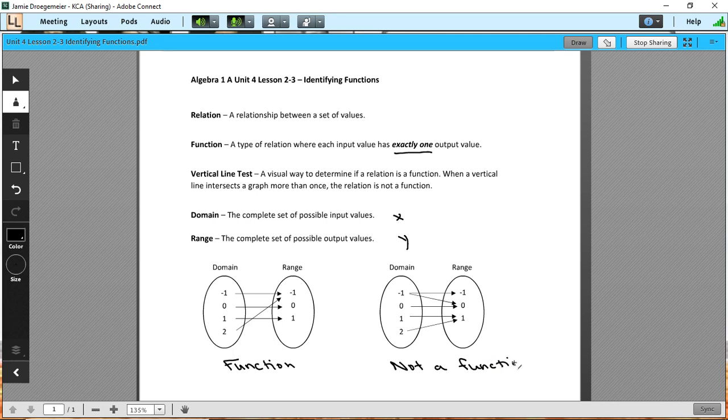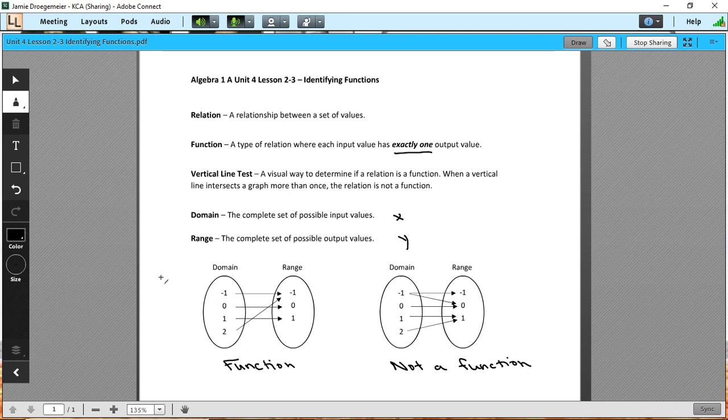And the reason here, we have an input, -1, that is associated with two different output values. So if we ever have a domain value or an input value that is pointing to more than one output value, that's not a function. One other thing I want to show you here real quick before I jump to some graphs.